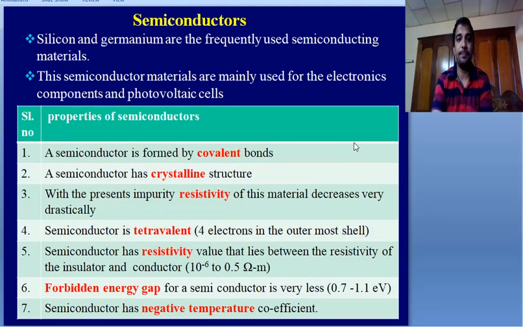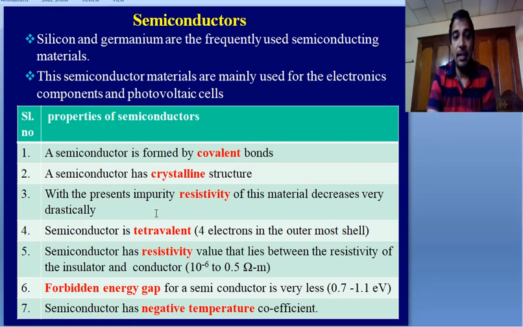Next slide. Semiconductor properties, we discuss it. The first property, they are formed by covalent bonds. Covalent bonds means they share outermost orbits. The next property, they are in crystalline structure. Crystalline structure means in an arranged manner, one atom, second atom, third atom are placed in a cubical manner in a material. That is crystalline structure.